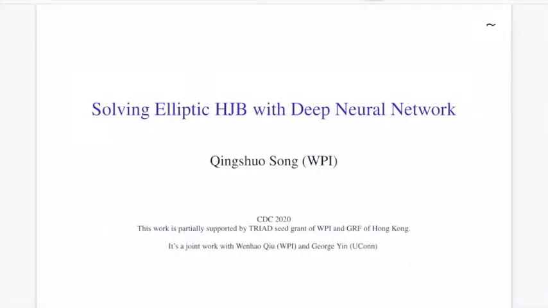Hello, everybody. This is Qing Shuo Song from Worcester Polytechnic Institute, and my talk is about solving elliptic HJB equation with deep neural network. It's a joint work with Wenhao Chu, my master student, and George Yin, University of Connecticut.